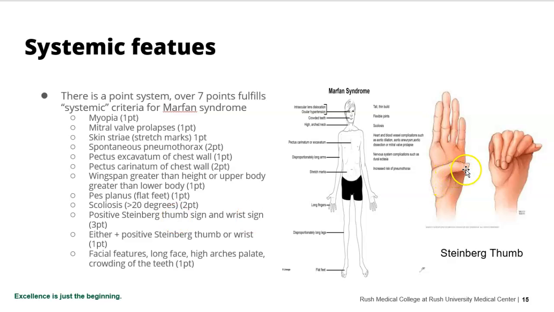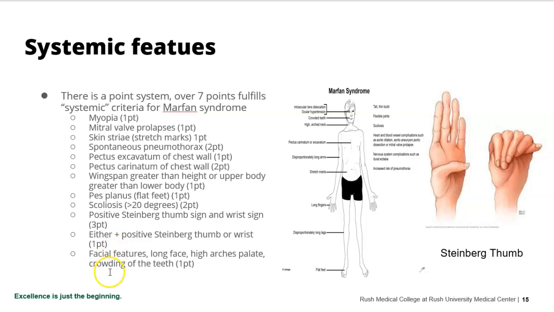The Steinberg thumb is when you put your thumb and it covers over the other side, and the wrist sign is when you can put your hand and have overlap with your pinky finger. You get a point for that. If you can do both of them, you get 3 points. If you can do one or the other, you get 1 for whichever one you do.